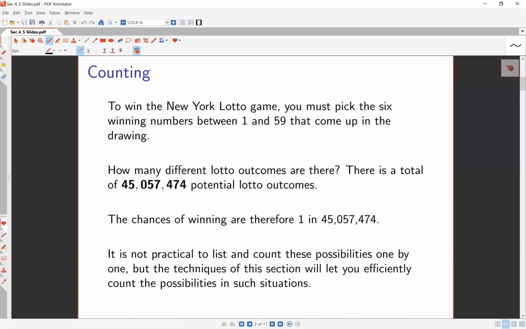Now here, it is not practical to try and list out every single lottery combination, right? Conceivably, you could do it with a computer, but usually the goal is not to list out every possibility. The goal is to understand how many possibilities there are. And so we're going to look at formulas that help us with counting in situations such as this one.